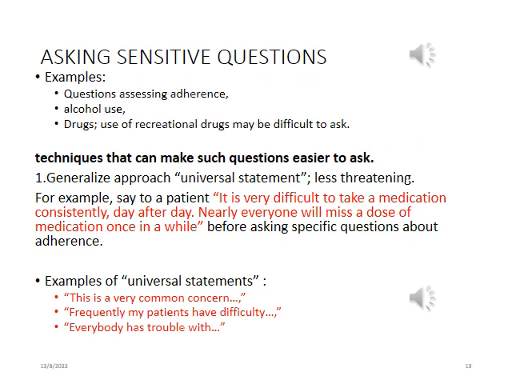Some questions that we may ask patients are sensitive. For example, some questions assessing adherence or alcohol use or some drugs. For example, if we are going to ask a patient about adherence, before that, there are some techniques that may help in asking such questions. For example, a generalized approach. We have to say, it is very difficult to take a medication consistently day after day. Nearly everyone will miss a dose of medication once in a while. Okay? Some other examples of universal statements. This is a very common concern, and you then start talking about this concern.